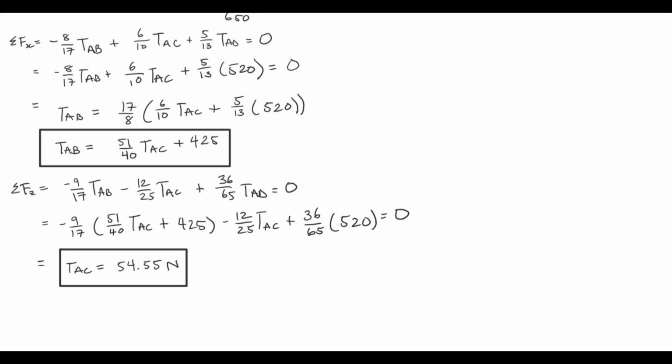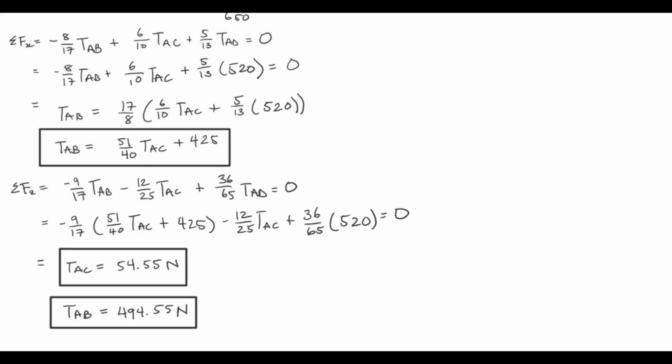Since we know what tension AC is equal to, I can plug this back into this equation and solve for tension AB. So plugging in 54.55 into tension AC, tension AB is equal to 494.55 newtons.